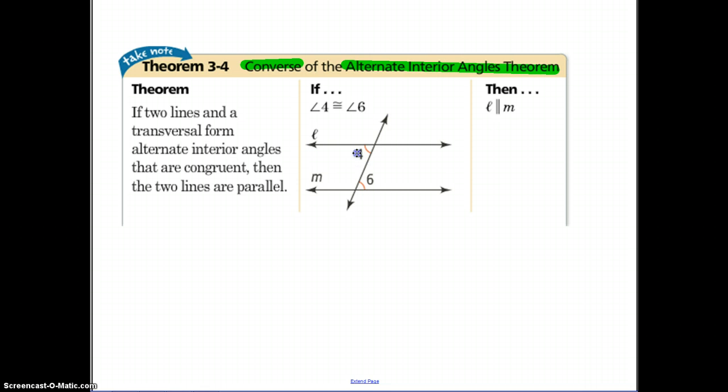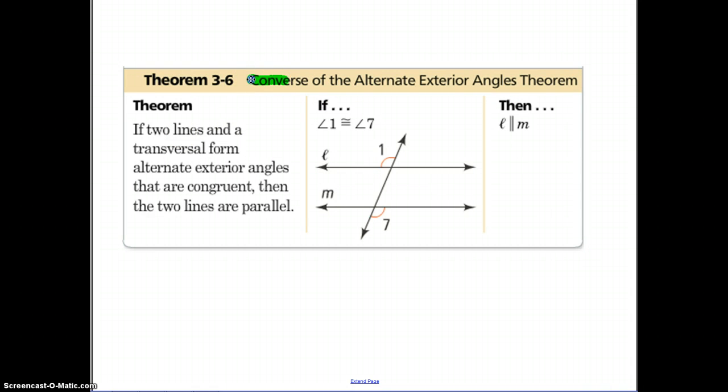Now, we can take our converse also with our alternate interior angles theorem. So, in this case, our alternate interior angles are going to be angle 4 and angle 6. So, if we know our alternate interior angles are congruent, then we know that line L is parallel to line M.